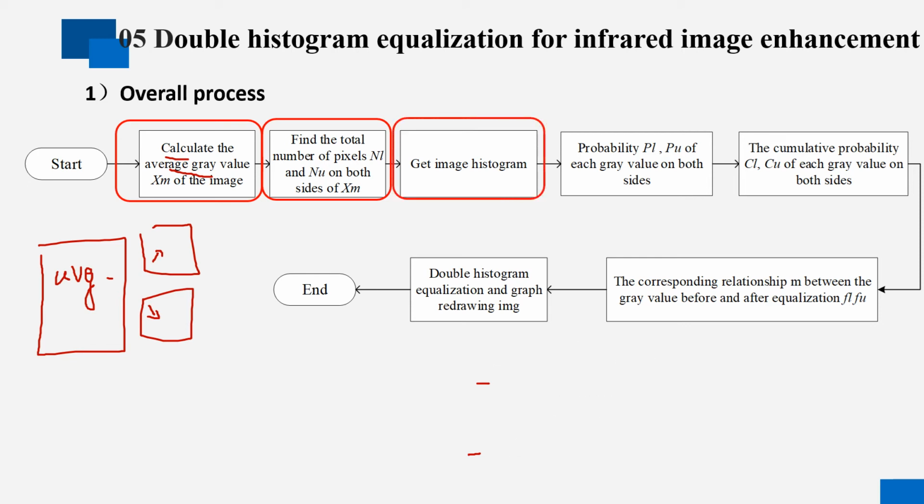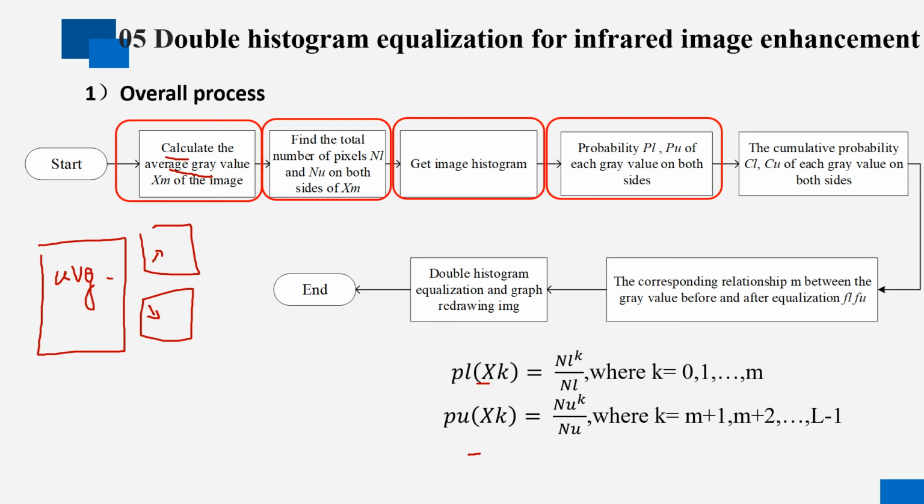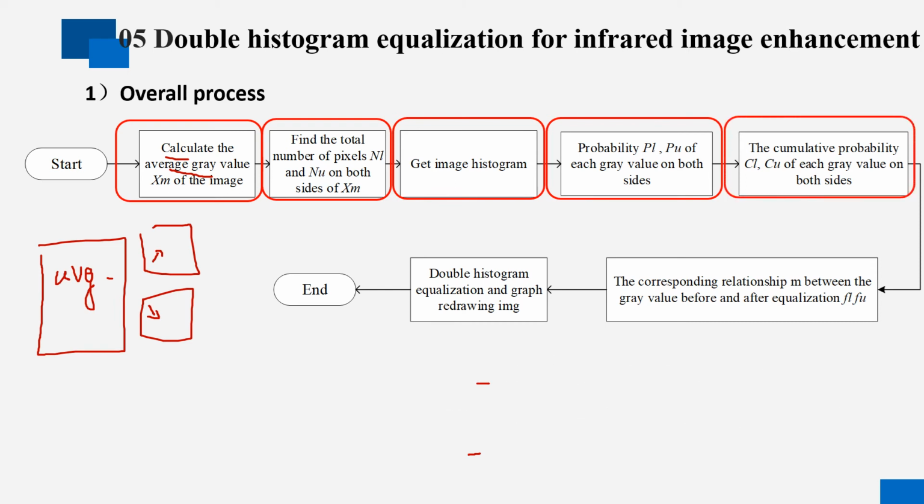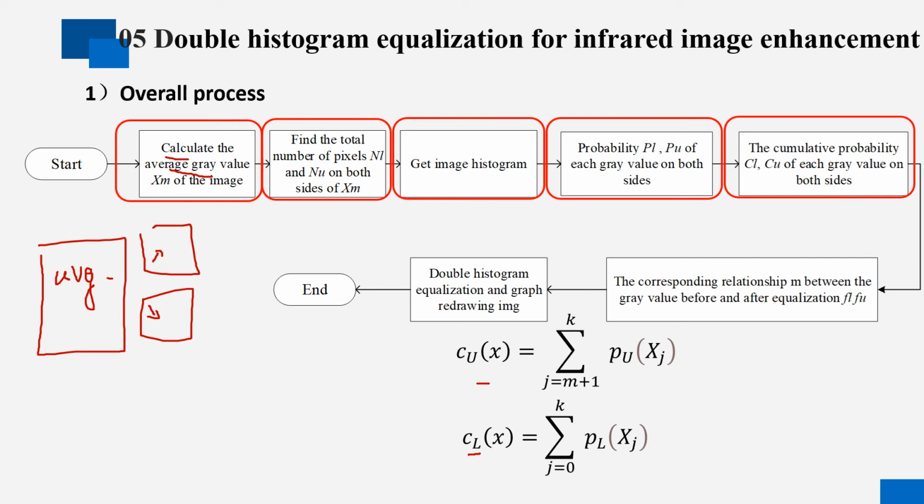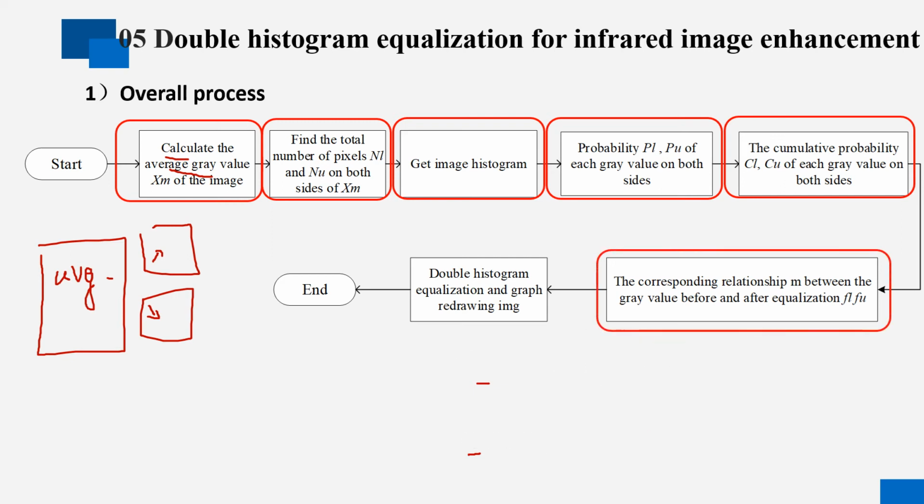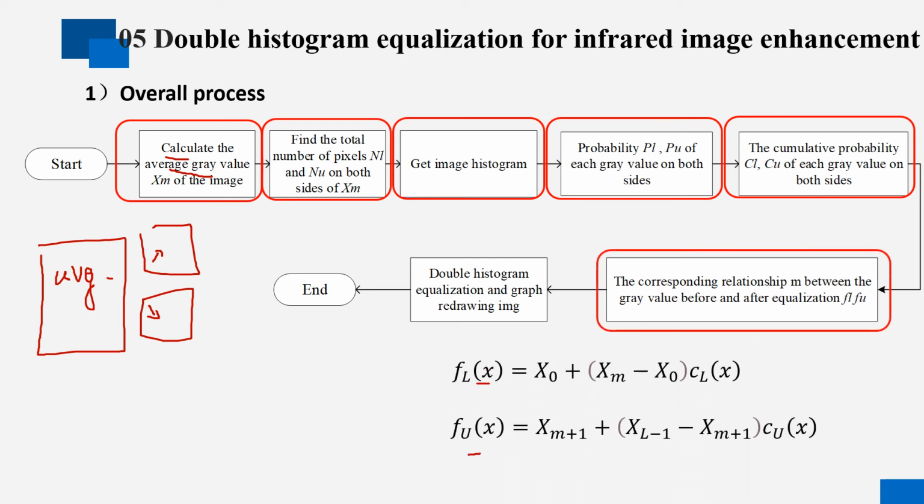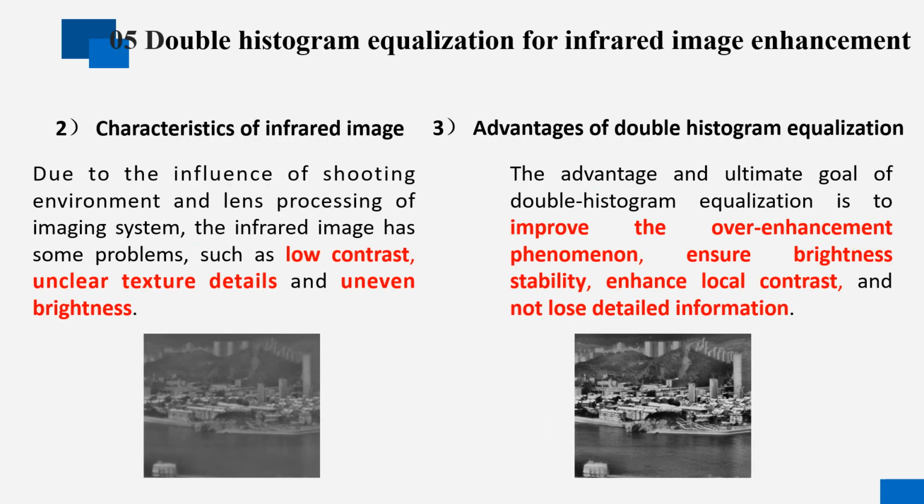And then we apply histograms on these images by calculating probability for both images using this formula, and then we calculate the cumulative probability of the images by applying this formula. Then the corresponding relation m between the gray value before and after equalization is obtained by applying this value, and then we create a double histogram equalization graph of the final image, and that's the end of our work.